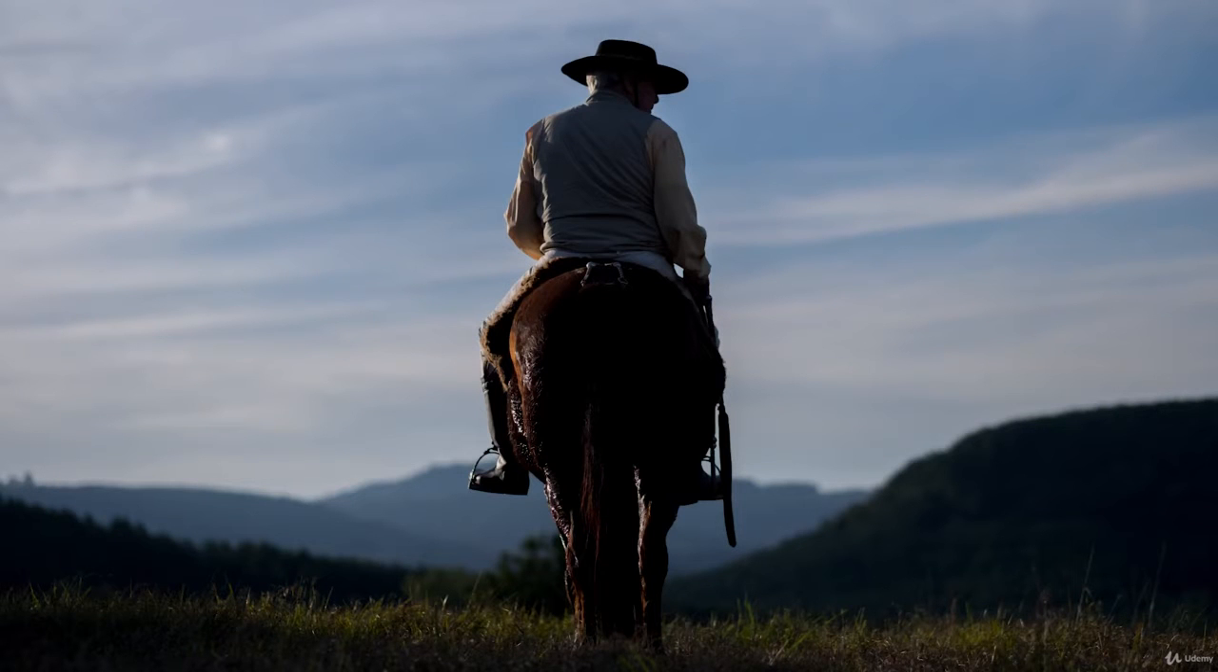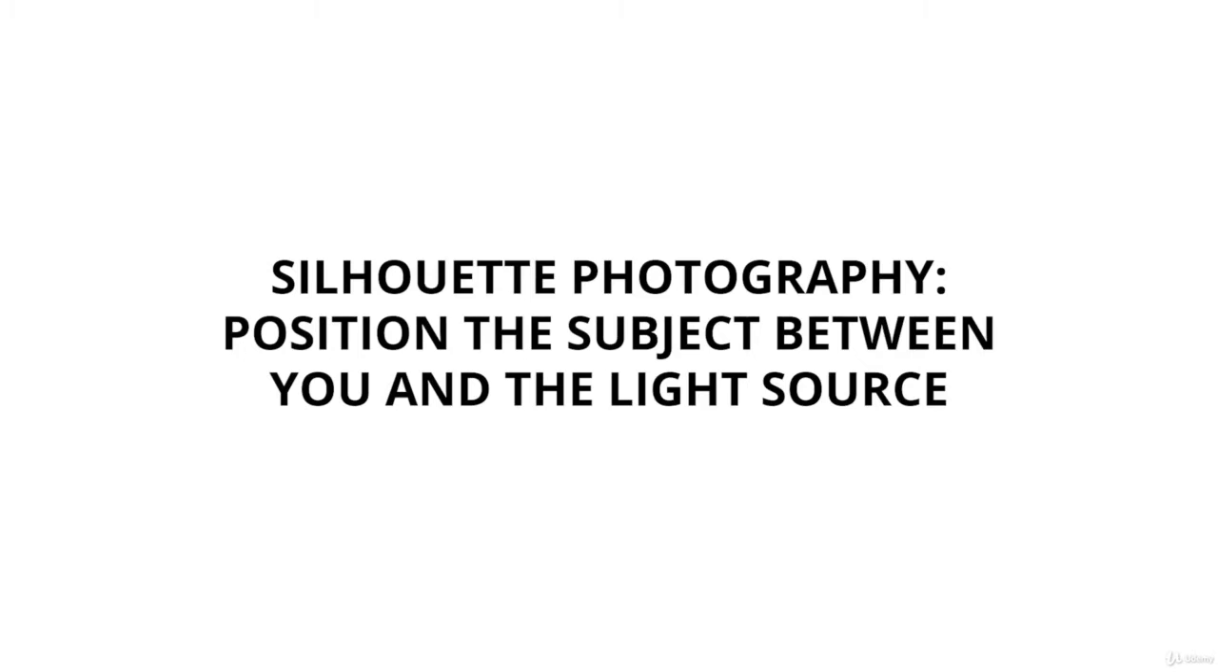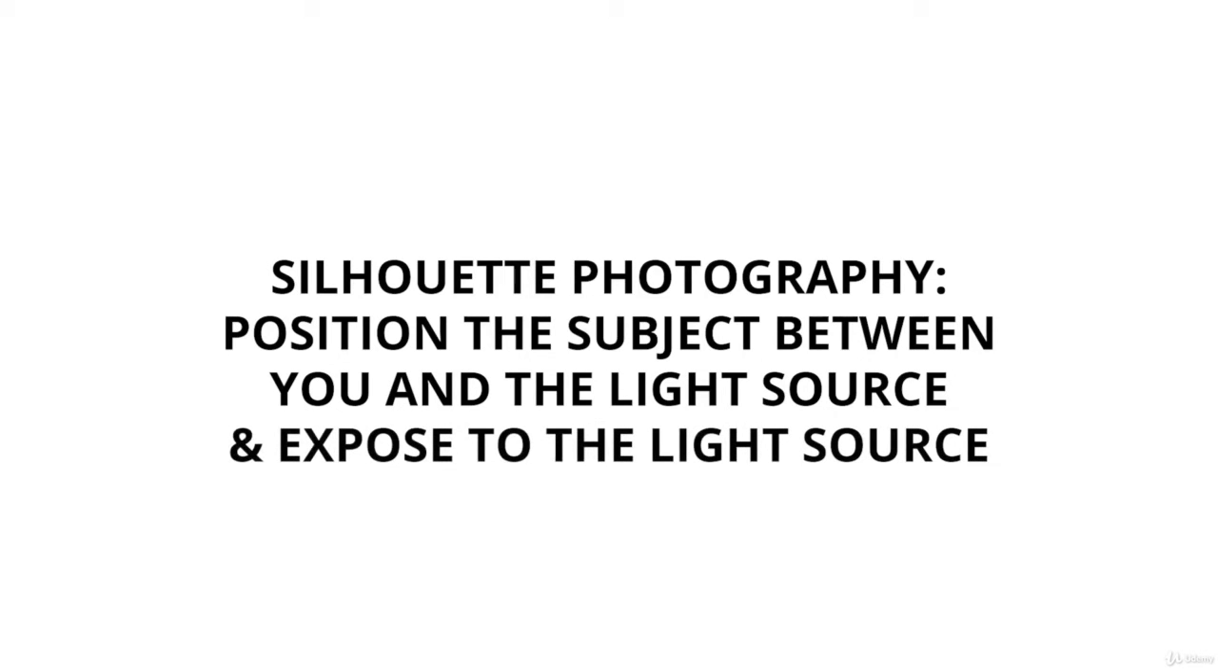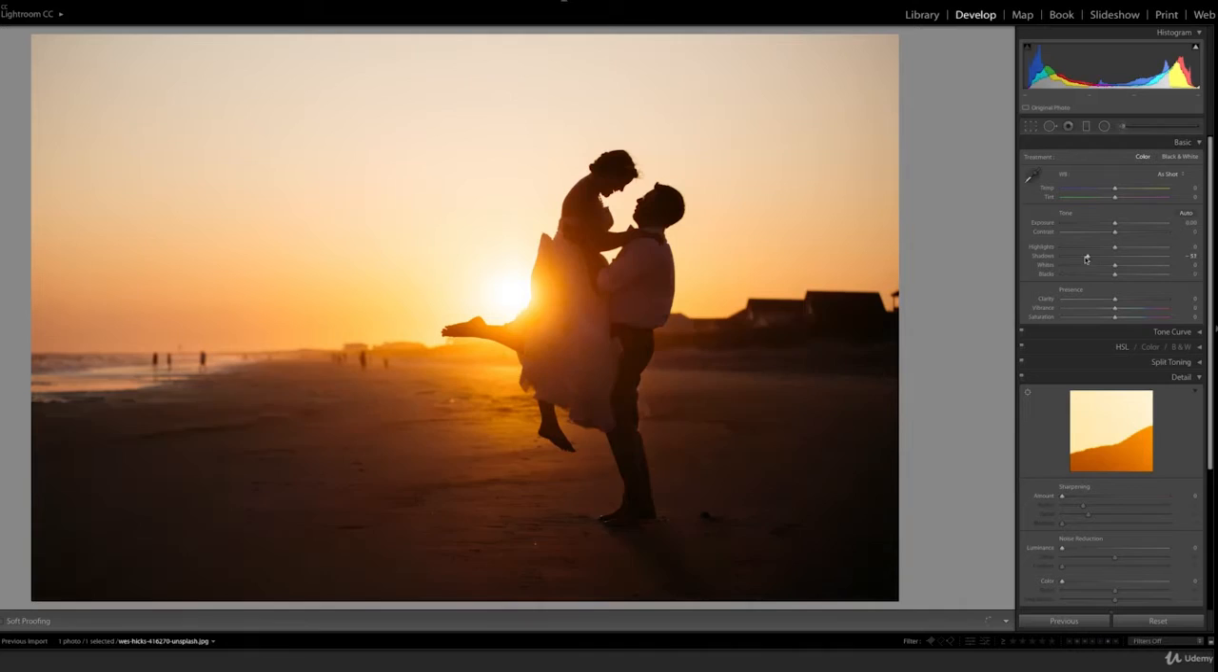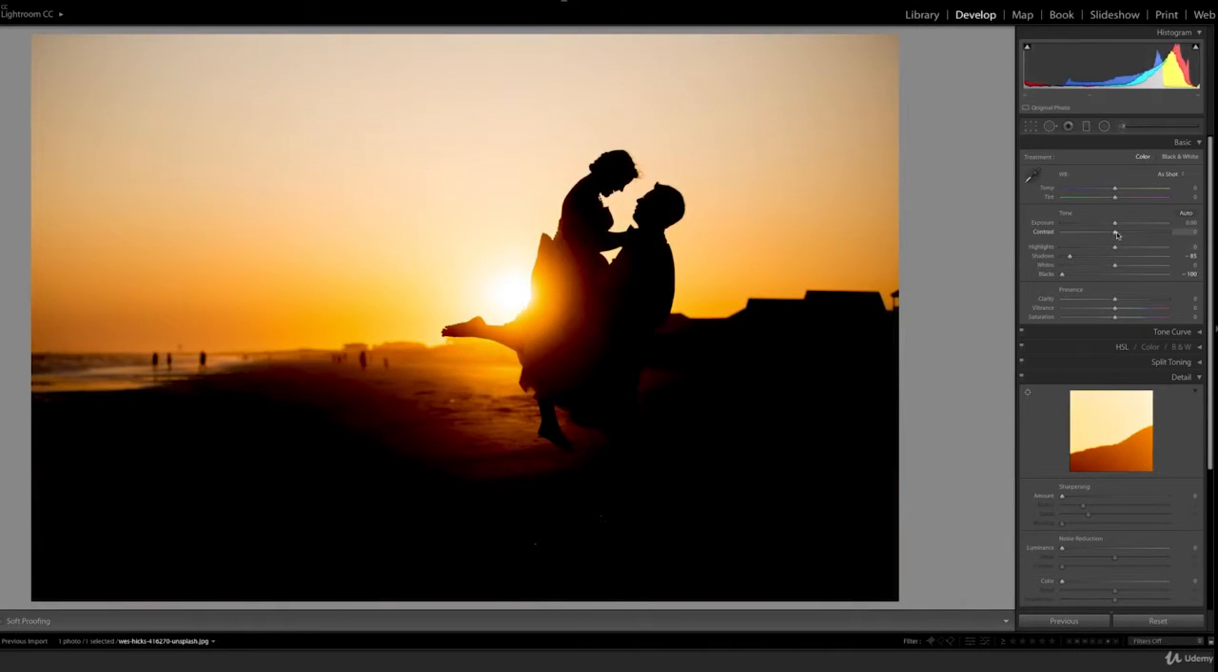Let's talk about silhouettes. Using the background light to create a silhouette has always been one of my favorite things to do. To get a silhouette, you need to position your subject between you and the light source. Then you expose to the light source. This makes your subject underexposed, and if the backlight is bright enough, the subject will be silhouetted. You can make a silhouette more dramatic in post-editing as well by increasing the contrast and decreasing the exposure of your subject. Here are a few examples of just that.